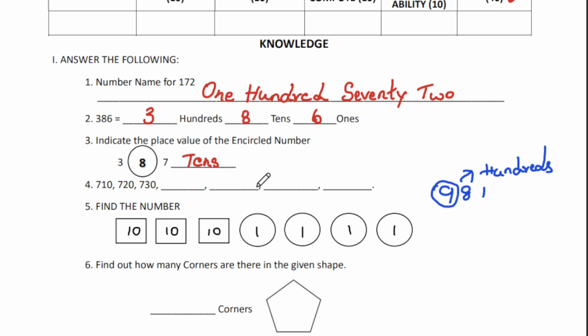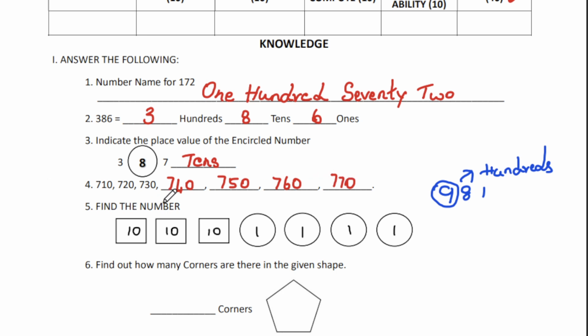Okay, next. So we have to complete the blanks here. So 710, 720, and then 730. So next comes 740, 750, 760, and 770. Okay, so 710, 720, 730, 740, 750, 760 and 770.